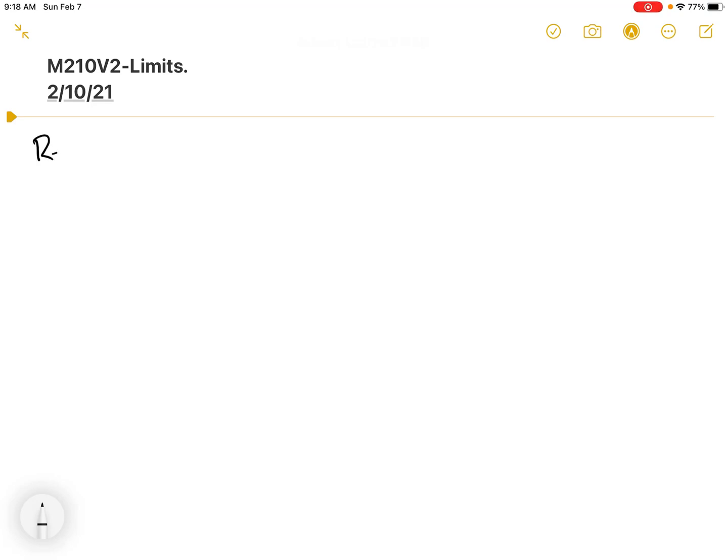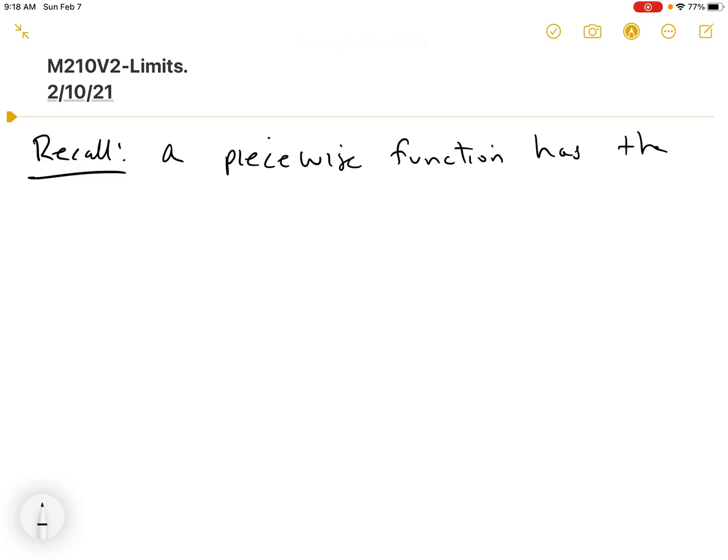Okay, let's recall from the past. A piecewise function has the form: f of x equals some brackets here, and then we list pieces. Each one of these is its own little function, and with it there's a domain that goes with it. And you can have as many pieces as you want.